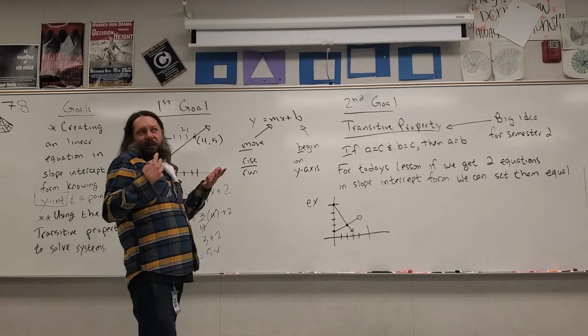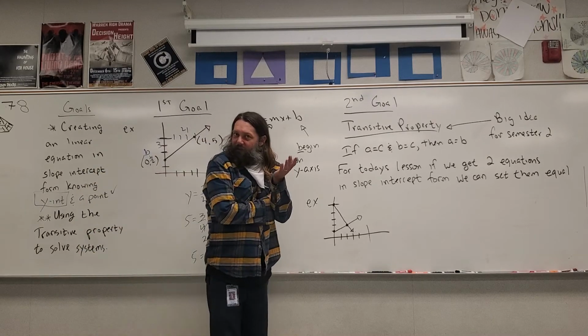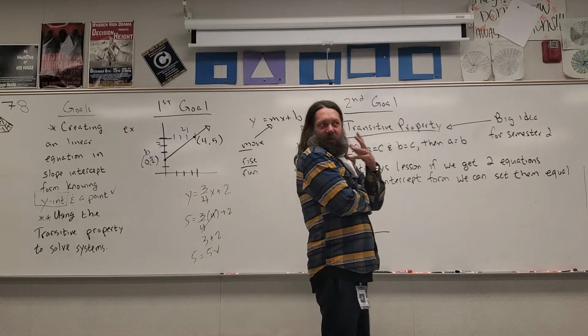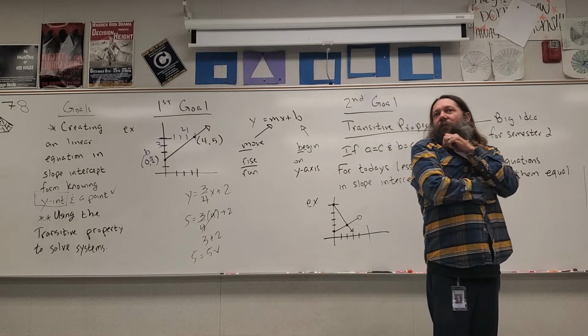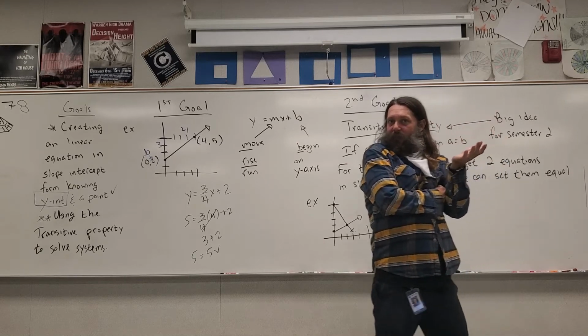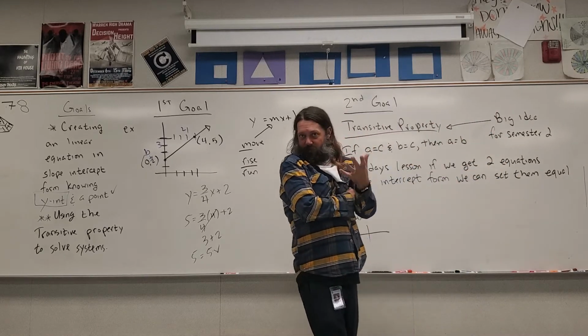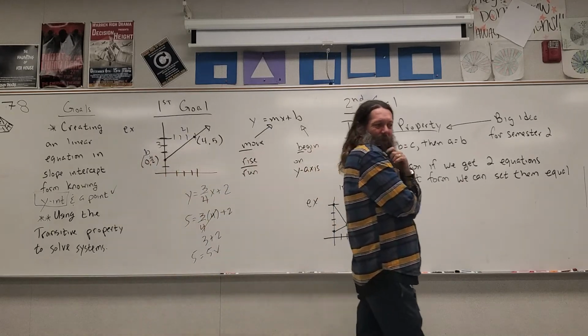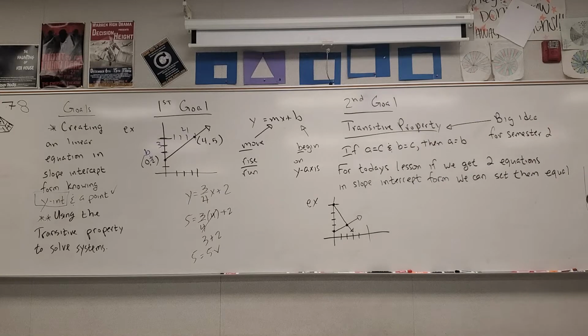So you know in life that 4 $5 bills is a $20 bill. And you also know that 2 $10 bills is a $20 bill. So 4 5s and 2 10s are equal to the same thing. Therefore, 4 5s must be equal to 2 10s. You know the transitive property. And this is actually a really big idea for next semester.